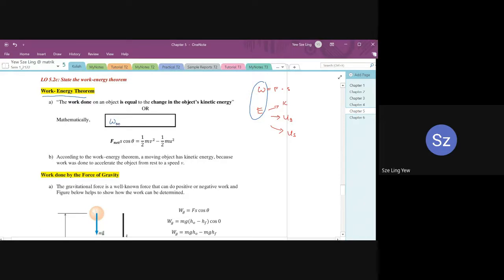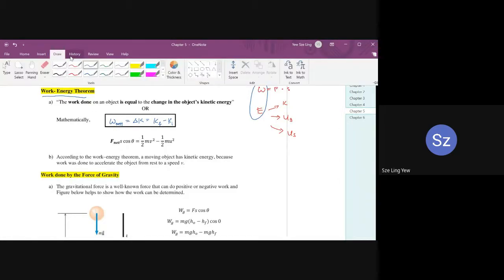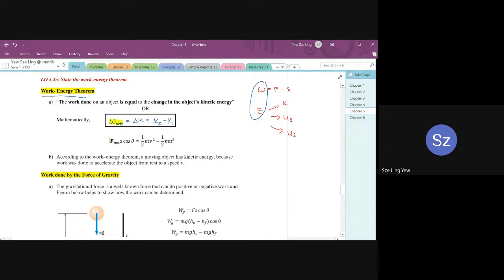So W net, the net work done, the total work done, is equal to the change in kinetic energy, which is equal to K final minus K initial. Okay, K final minus K initial. So like what I told you in 5.1, if you want to calculate net work done, which is the total work done, you use F net. So net force is used to calculate net work done. So F net s cos theta is equal to 1 over 2 mv squared minus 1 over 2 mu squared. So initial velocity and final velocity.